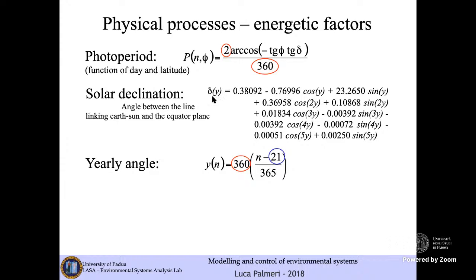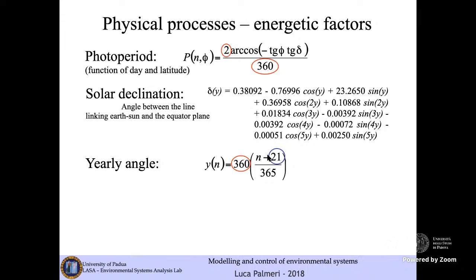Then we shall make explicit a function describing the yearly angle. As a function of the day of the year n, we may say that the yearly angle epsilon is equal to 360 multiplied by n, the number of the day of the year, minus 21, normalized by 365. N is counted starting from 1, and n equal to 1 refers to the 1st of March of the year.